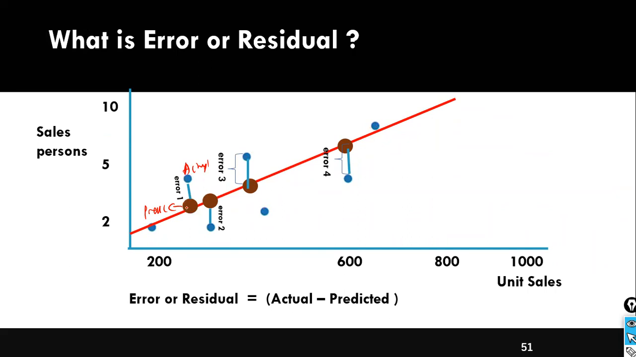The distance between actual and predicted is called your error. You remember this: the lesser the error, the better the model accuracy.